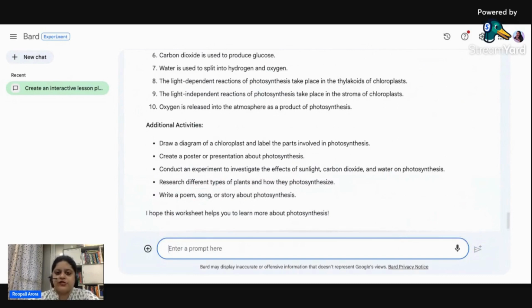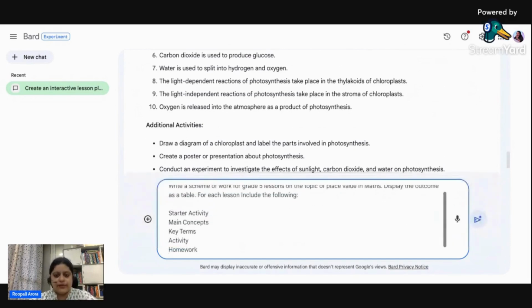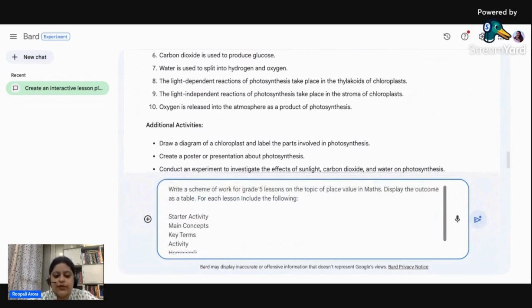Another way in which we can use Bard is to create the content in the form of a table and import that table into Google Sheets and customize it as per our needs. So, we can give a prompt in a more detailed manner with all the captions of the table. For example, I can say: write a scheme of work for grade 5 lessons on the topic of place value in maths and display the outcome as a table.